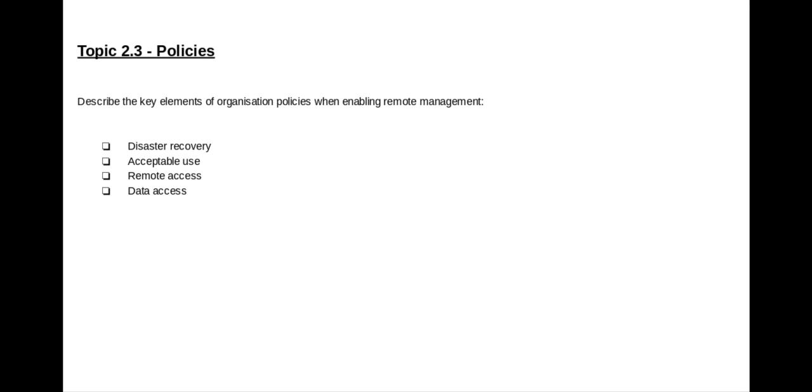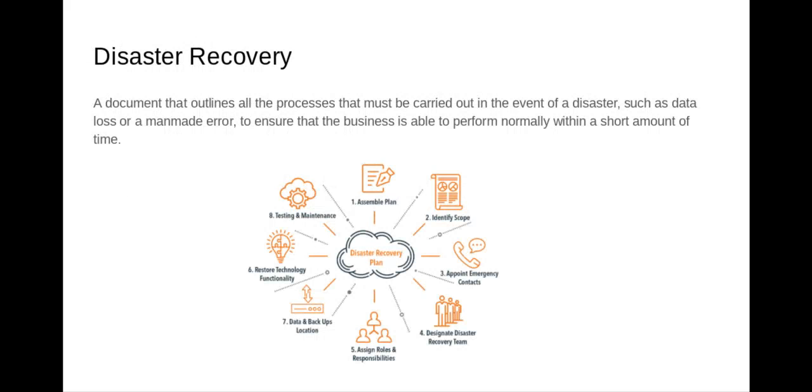Okay, so the final topic 2.3 is about policies. So organisational policies when enabling remote management. So disaster recovery, an acceptable use policy, a remote access policy, and a data access policy.